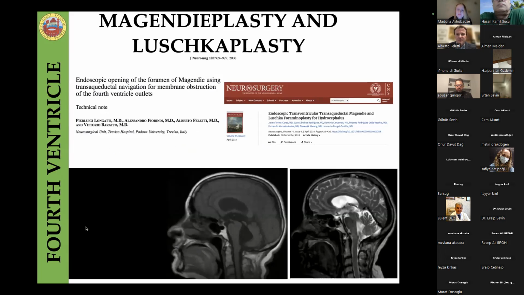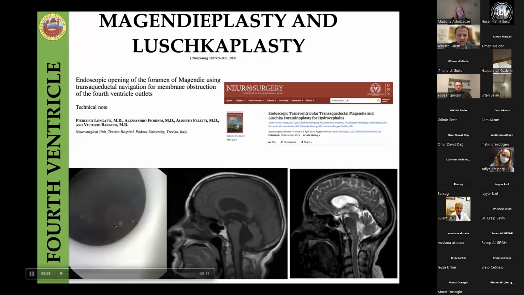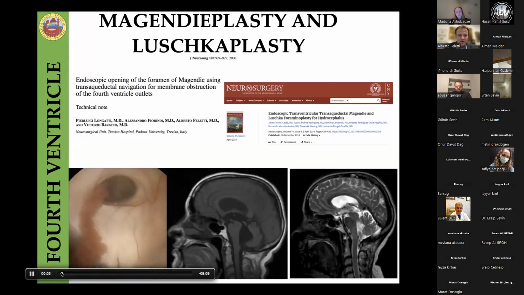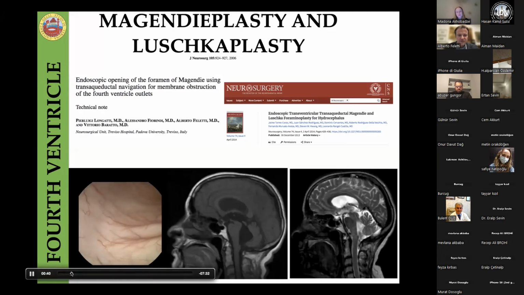Some patients have a membranous obstruction of the Magendie and Luschka foramina, like in this case. Of course, in these cases, you can perform an ETV, but sometimes the ETV is very dangerous. Look at this patient. Actually, the basilar artery tip was very, very high and not so much space in the cistern to perform a safe ETV. So in such cases, we navigate the fourth ventricle to perform a Magendie-plasty, so basically fenestration of these membranes.